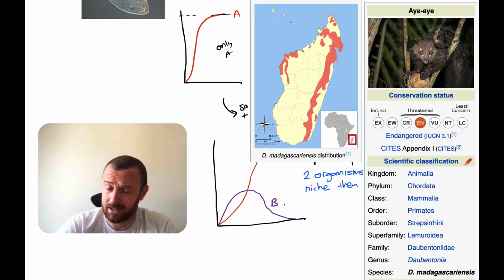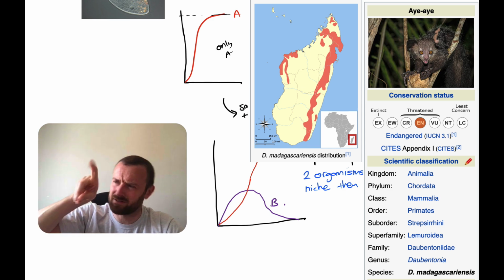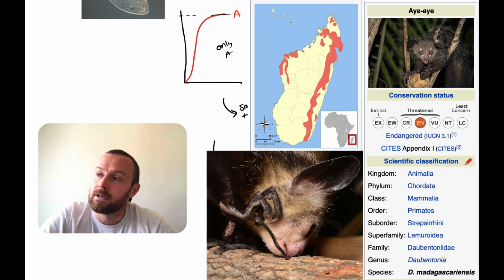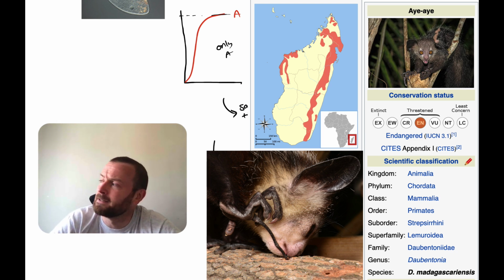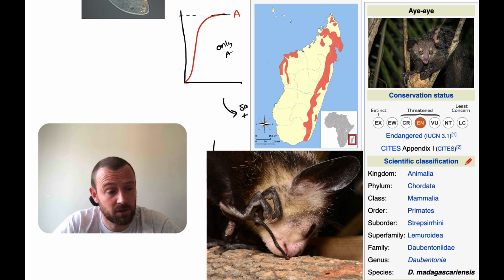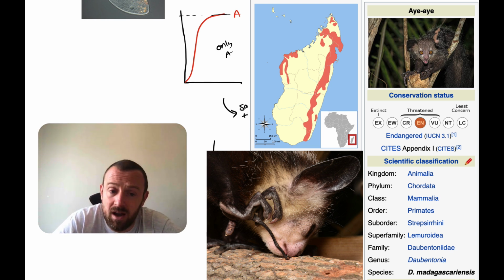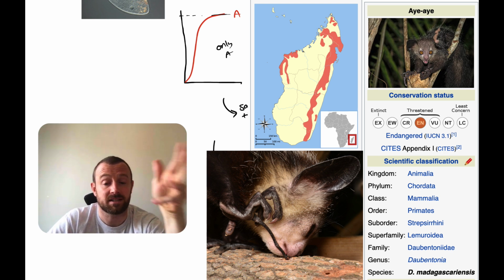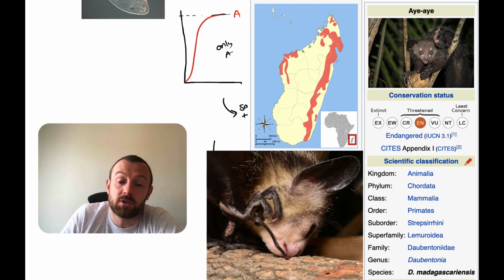It looks like this. It has a really long finger and it digs and pries the insect out of that niche. So I suppose what would happen is, if we introduced woodpeckers to Madagascar, nobody do that, please, it would really endanger the aye-aye. The aye-aye would probably even go extinct within, say, 100 or 200 years, because it's the same niche, and the woodpecker might be able to outcompete the aye-aye in that niche. So the competitive exclusion principle says that with two organisms with the same niche, only one survives.